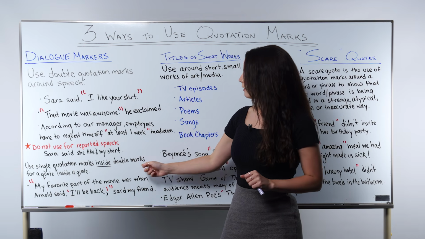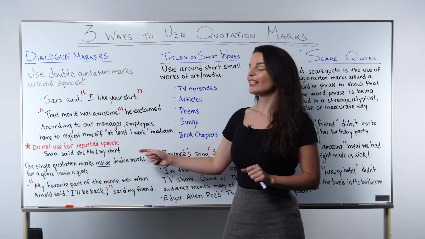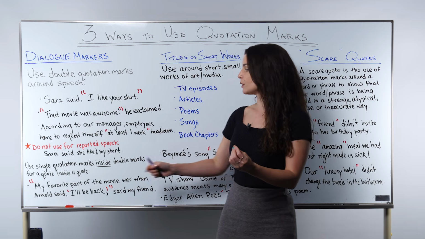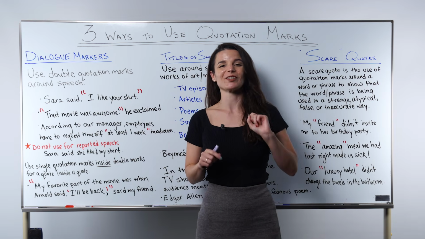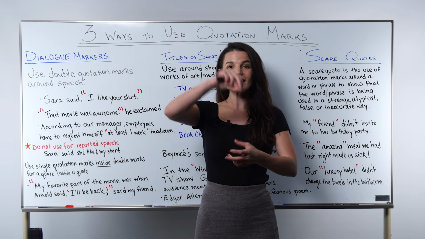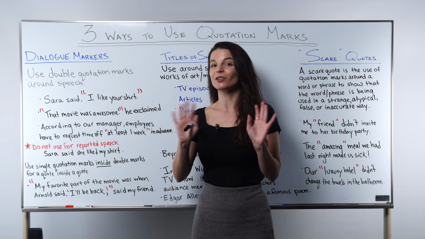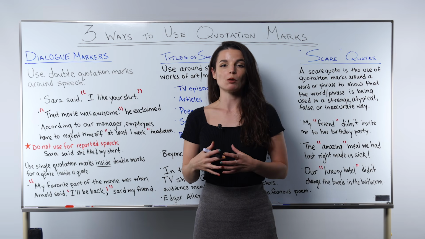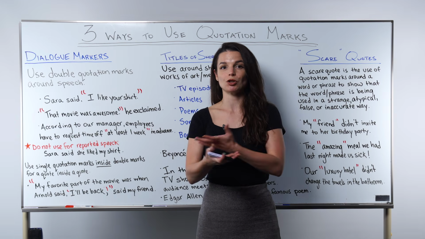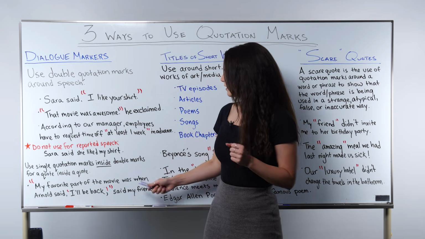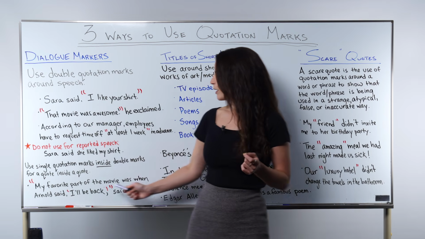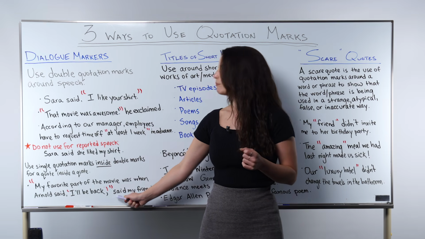Okay, the next part that I want to talk about is single quotation marks. So in American English, we use single quotation marks, which means just 1 quotation mark, inside the double marks for a quote inside a quote. So this doesn't happen a lot, but sometimes, every once in a while, we need to say 2 things. We need to talk about 2 different speech-like points. So what does this look like? For example, "My favorite part of the movie was when Arnold said, 'I'll be back,'" said my friend.